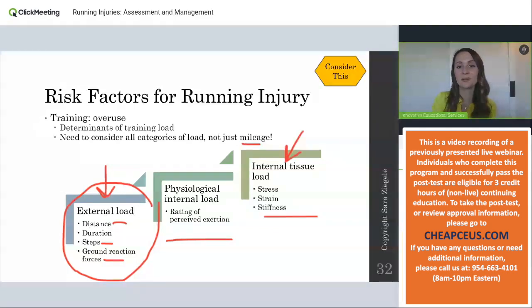And then finally, we've got the internal tissue load. That's the actual stress and strain on the actual tissues and maybe the stiffness in those tendons. That is going to interplay with those other 2 categories to really create that threshold of overuse.